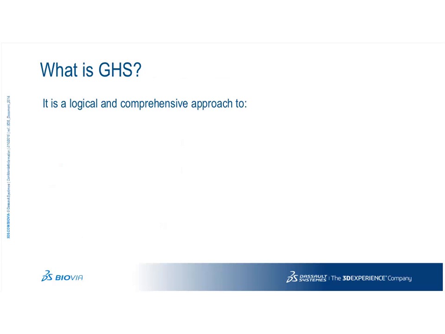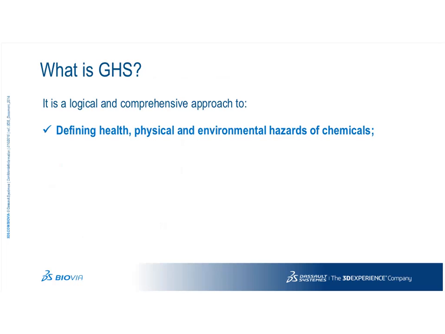Really, it comes down to a logical and comprehensive approach to three primary things. Defining health, physical, and environmental hazards. So really looking at chemicals, and if you were to take a step back and think about life on a day-to-day basis, chemicals really are in every part of day-to-day life, not just in workplaces, but everywhere. And so being able to look at those materials and define, are they flammable? Are they toxic? Can they cause cancer if they're leaked into a river or stream? So a comprehensive approach to defining what those hazards are.